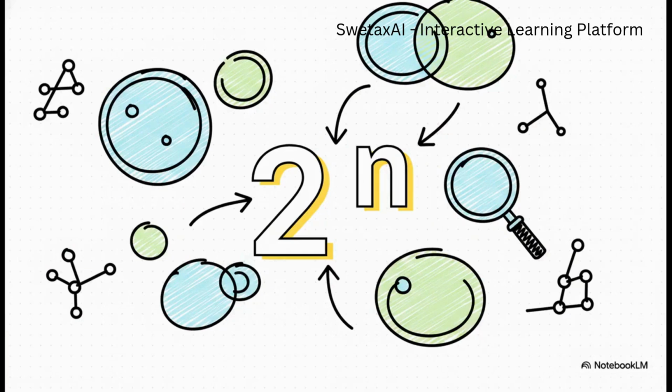Now for the magic trick. This is the crucial shortcut you absolutely need for the exam. You almost never have to actually list out all the subsets. If you just want to know how many there are, the formula is simple. It's 2 to the power of n, where n is just the number of elements in your original set.